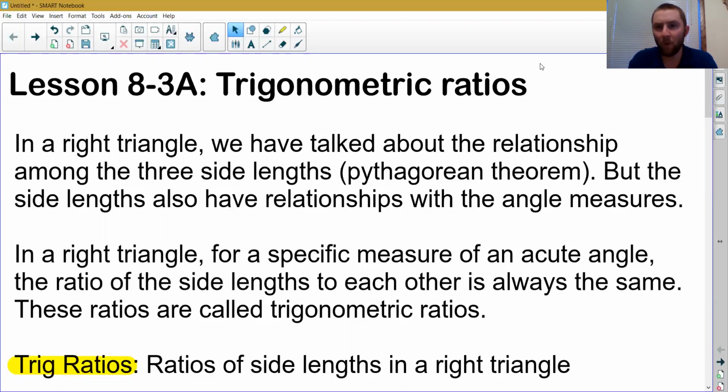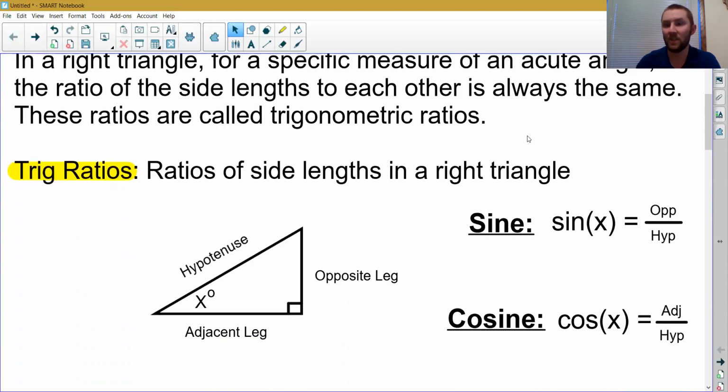So in previous videos and in previous courses, we've talked about the relationship among the three side lengths of a right triangle, right? The Pythagorean theorem. But in a right triangle, the side lengths also have relationships with the angle measures, okay? So for a specific measure of an angle in a right triangle, the ratio of the side lengths to each other is always the same, okay? And these ratios are called trig ratios, right? So our definition for now of trig ratios is just ratios of the side lengths in a right triangle, and I should say in here for a specific angle, okay?